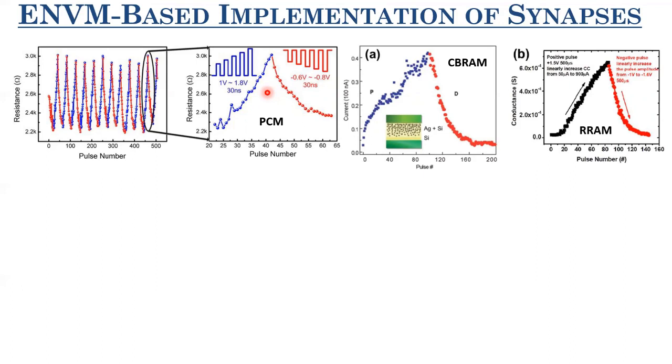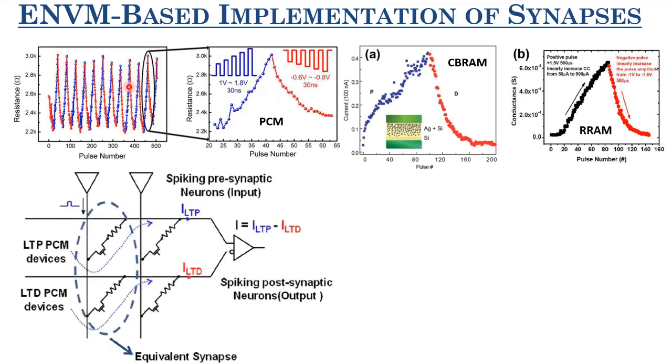And if at all potentiation or depression has to happen, it has to happen with those identical pulses itself. So to work with identical pulses in PCM, what they proposed was this kind of differential circuit. Here they take two different rows. One is dedicated to LTP, one is dedicated to LTD. However, they are not doing LTD here. I mean, they are not using this kind of mechanism. So both of them are being programmed to set state itself.